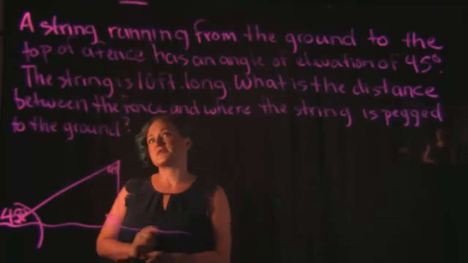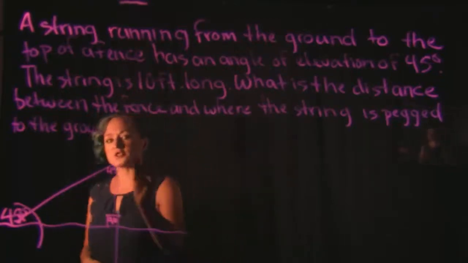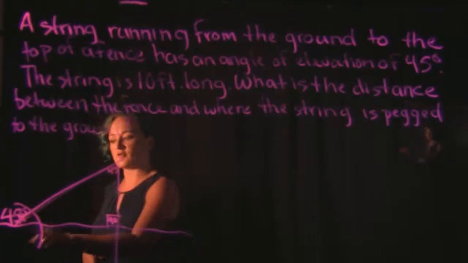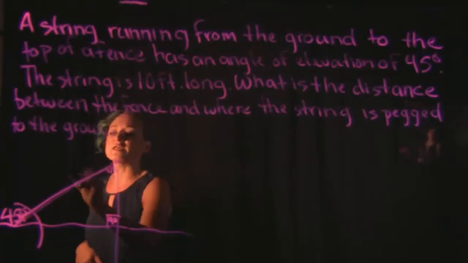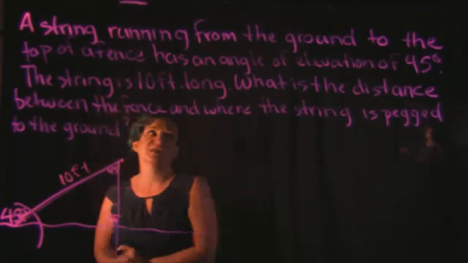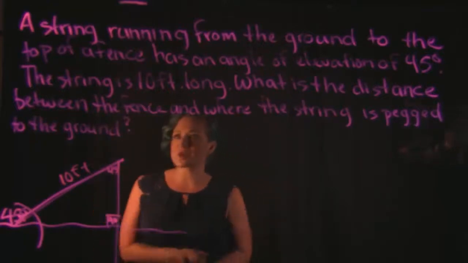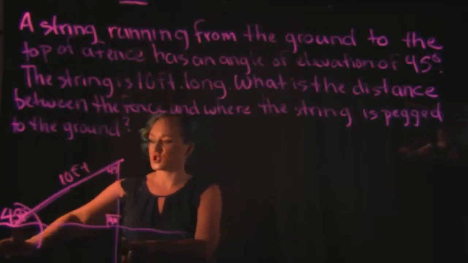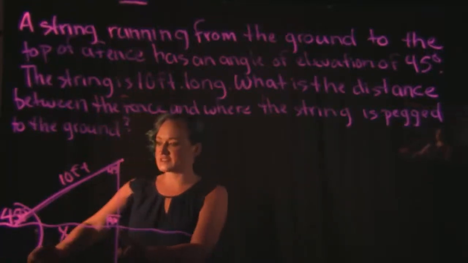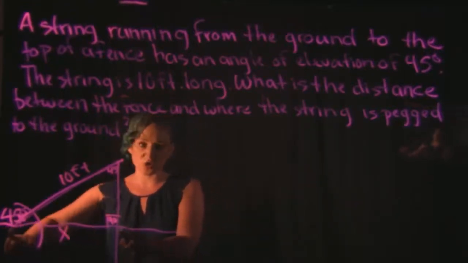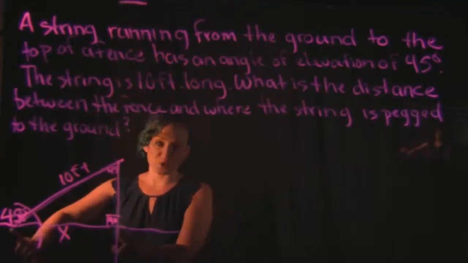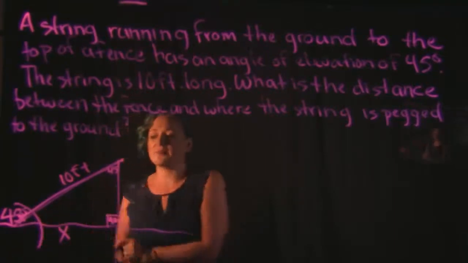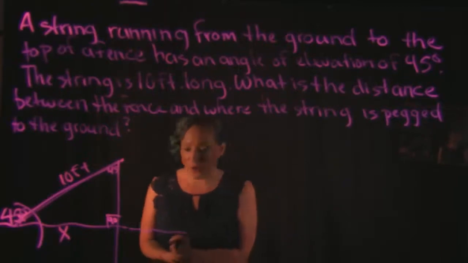This question says that the string is 10 feet long. So remember, the string is this line right here from the ground to the top of the fence. It said that this was 10 feet long. It wants to know the distance between the fence and where the string is pegged to the ground. So it wants to know this distance here, from where the string started to where this fence is. So that's going to be our x. That's what we need to figure out.